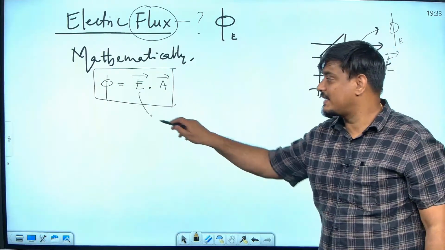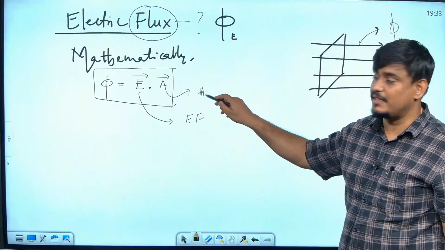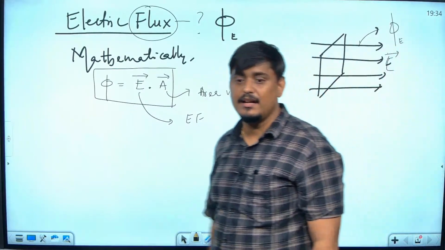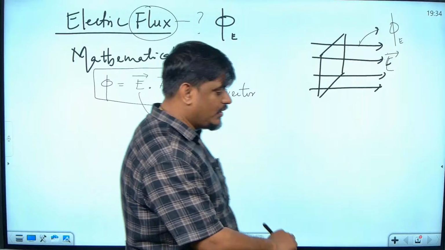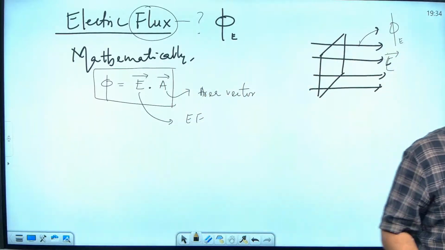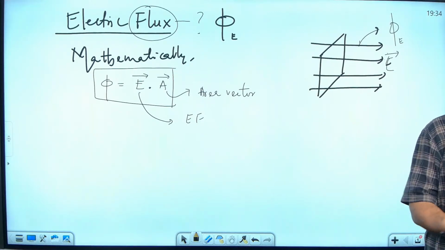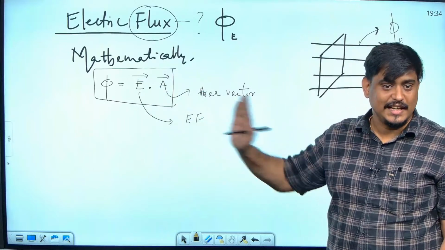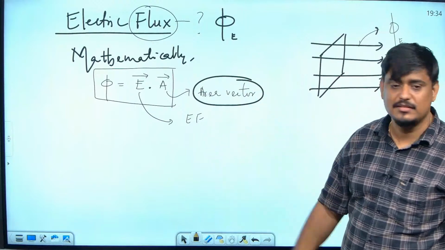where E is the electric field and A is the area vector. Let me brief about this to you. Whether area is scalar quantity or vector quantity? Area is definitely scalar. Obviously scalar only. I am not talking about phi, I am talking about area. Area generally is scalar quantity, right? But here I am using the word area vector.